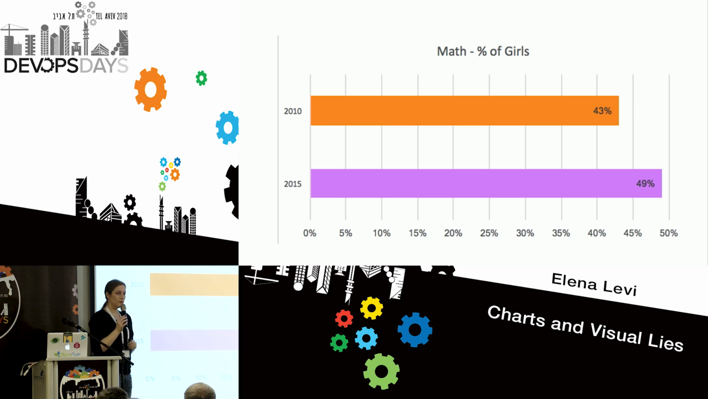So I actually went to the Ministry of Statistics databases, and I tried to pull the information I can. So what I discovered is that in 2010, 43% of the people who took Bagrut exams in 5 units in math were girls. Okay. And in 2015, the number grew to 49%. This is amazing. This is like gender equality right here, 2015. I'm very happy with this number.